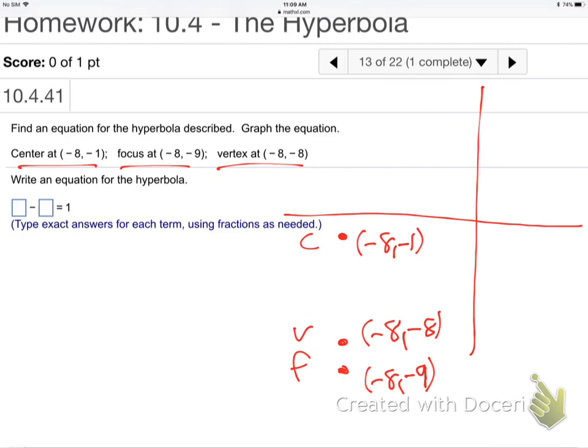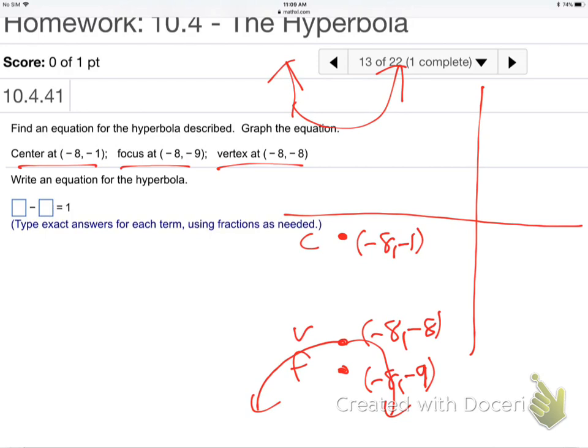Which way do the branches go? Up, down, or right, left? Up, down. Everything's up, down on this one, right? And the branches always hit where? Do they hit at the vertex or the focus? Vertex, right? And the focus is always inside the branch, like a receiver in a satellite dish. Remember, that's how all these shapes are. The focus is always inside the branch for all of them. And so the other one's up here somewhere. But that's the general look on that.